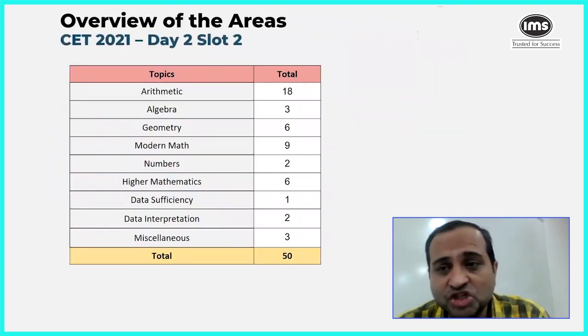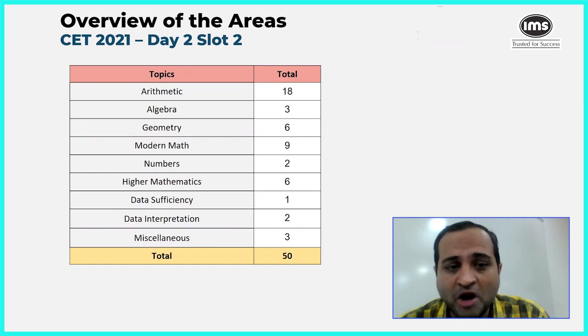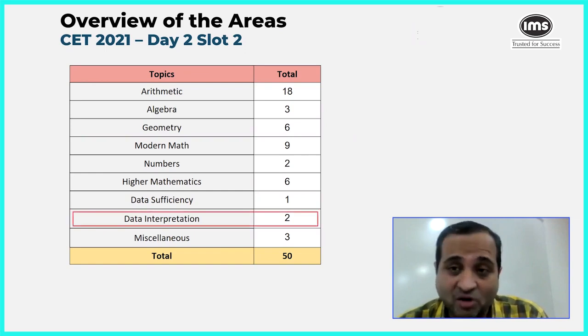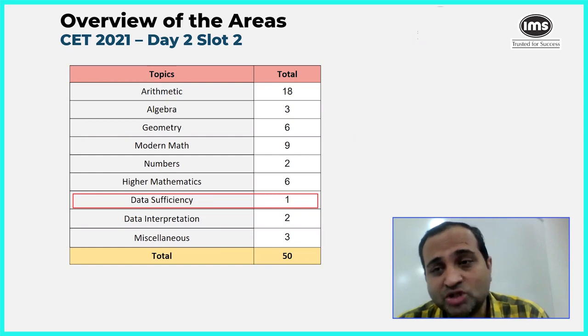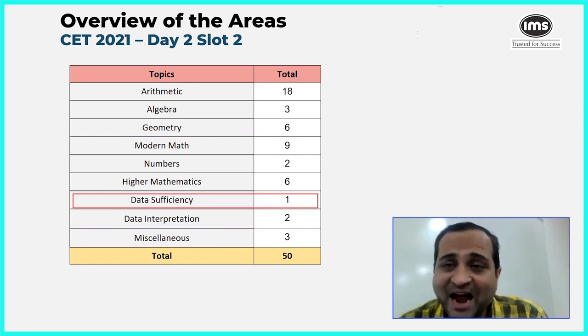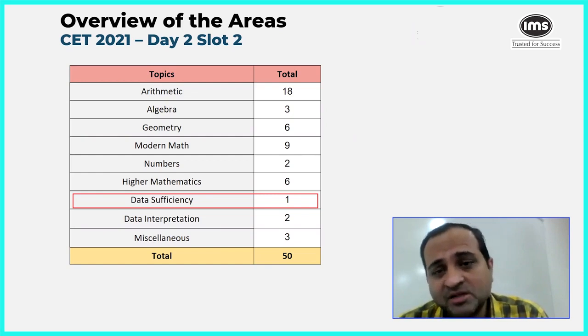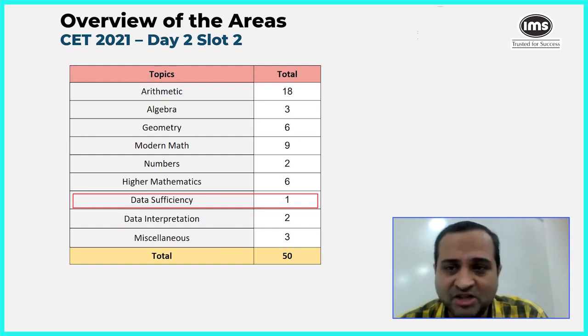first section, which is quant. As you see, there are a total of 50 questions. And as I said, there were only 2 DI questions. There was one data sufficiency question, which was quant based, and that had 3 sentences, but something that I feel you could have avoided because it was a little time consuming. It may not be difficult, but it was time consuming.